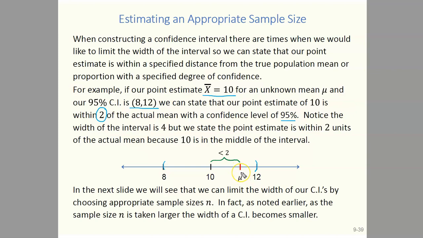of 95%. Remember that 95% means that once we constructed this interval, there is a 95% chance that the true population mean lies in here. There is still a chance that it could actually be outside the interval somewhere. Now in the next slide, we'll show how we can limit the width of our confidence intervals in certain cases. And we can do that by choosing appropriate sample sizes n. So we'll take a look at that now.